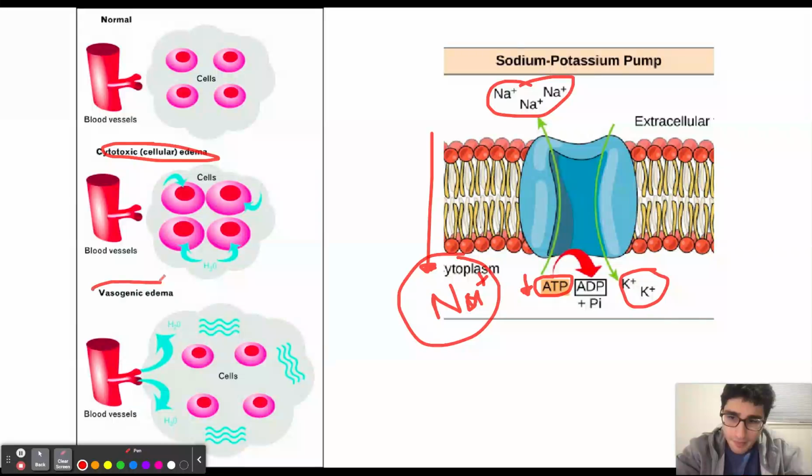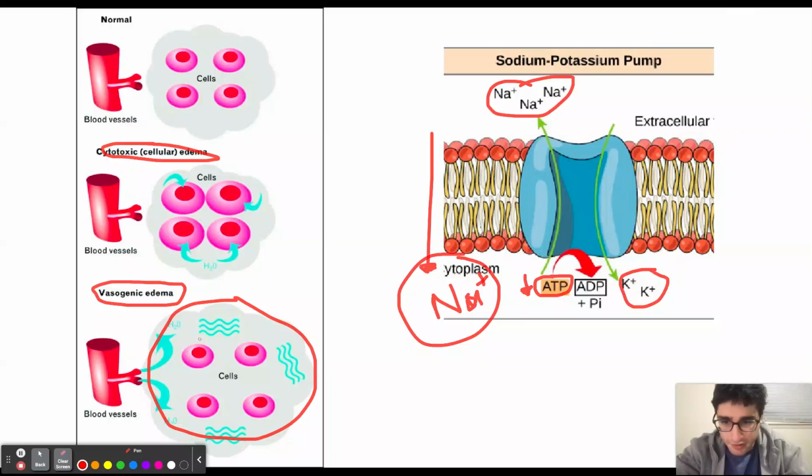Vasogenic edema can occur following the release of inflammatory cytokines that damage the blood-brain barrier. As a result of the damage to the blood-brain barrier, there can be albumin that can flow to the brain as well as water. So as a result, following this, we're going to have increased levels of water as well as proteins outside the cells, and that can also increase the intracranial pressure.